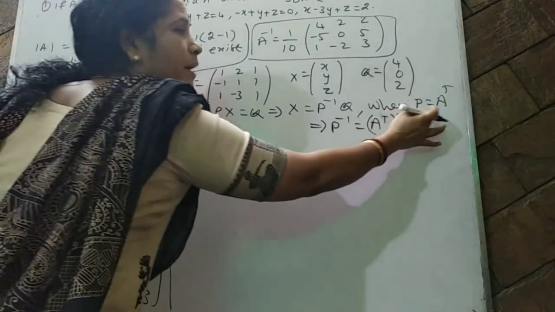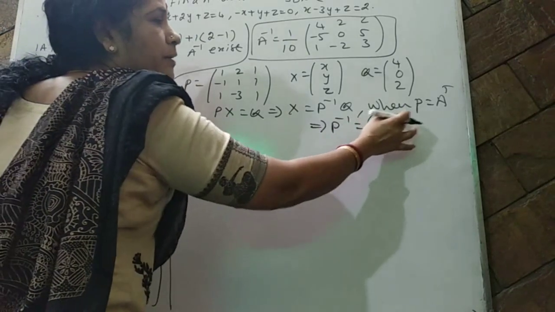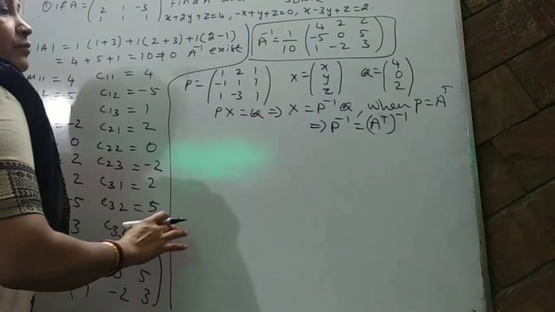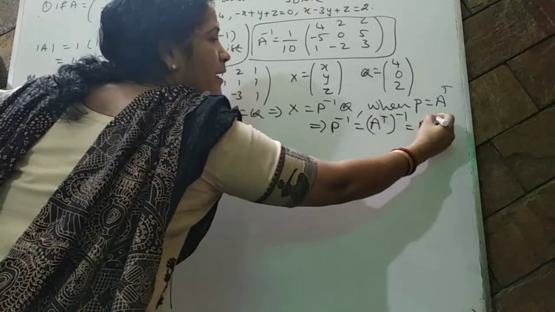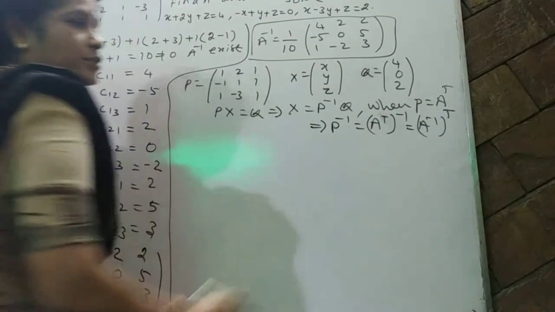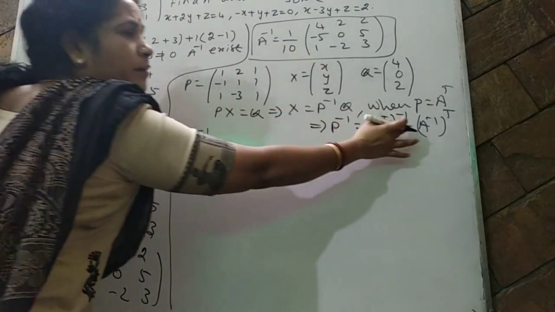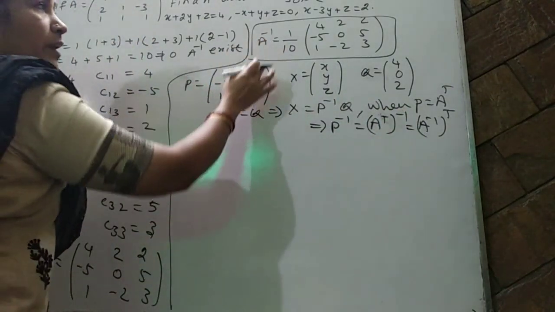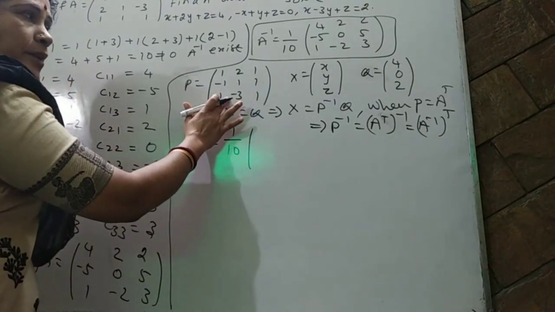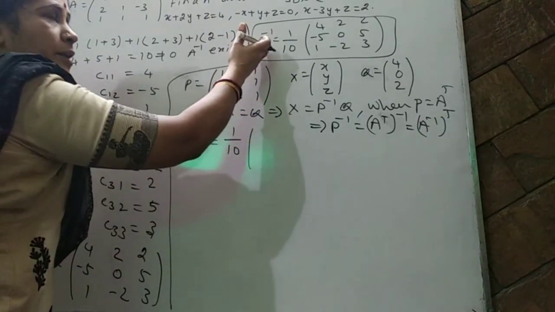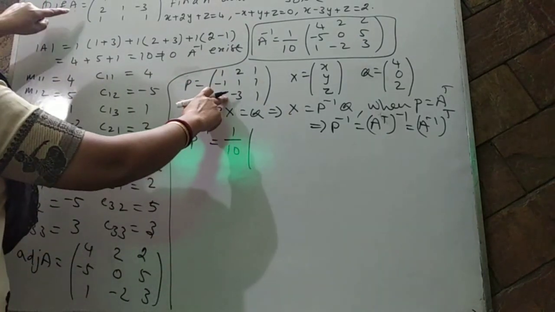Where P matrix equals A transpose, I am taking transpose on both sides, so A inverse equals A transpose whole inverse. Now P inverse equals, or otherwise we can write A inverse whole transpose, we can interchange it. We already have A inverse, take the direct transpose on both sides. Now 1 upon 10 into... I am not finding the minor and cofactor for this matrix, we have already seen the relation between this P matrix and A matrix.